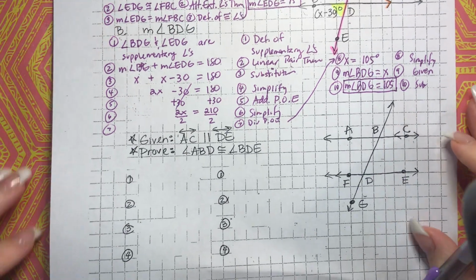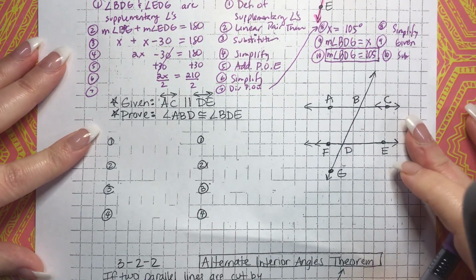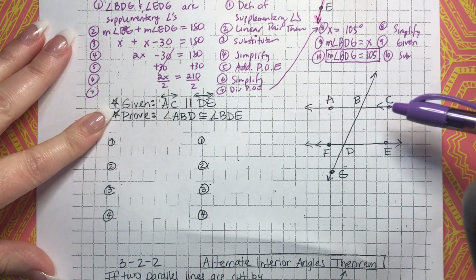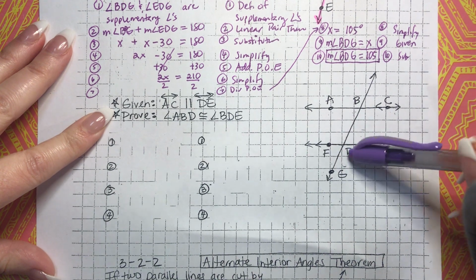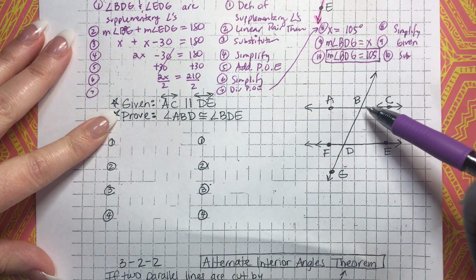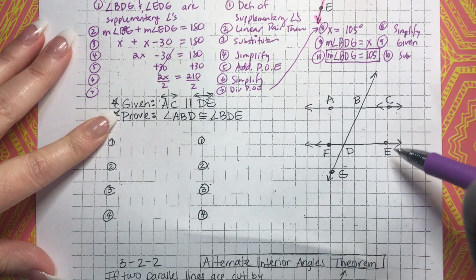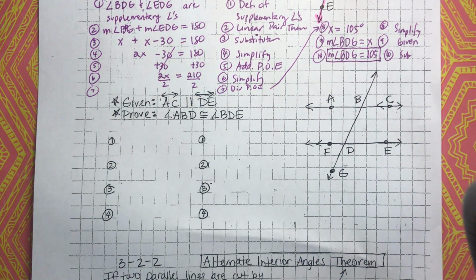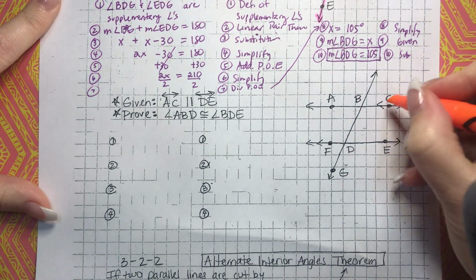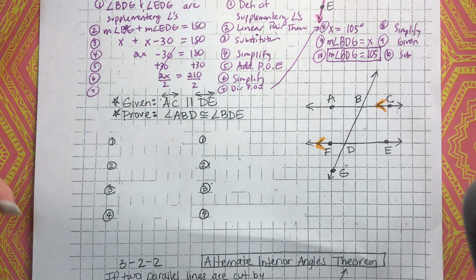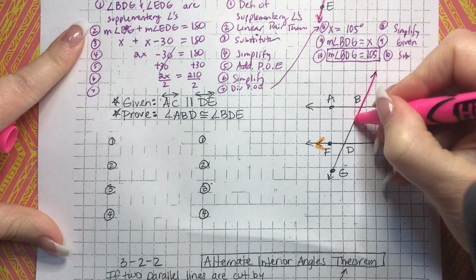All right, let's move up to this next example here. So we have a little bit of a proof. We are given that AC is parallel to DE. What we need to prove is that angle ABD is congruent to angle BDE. Okay, so first off, we have that these two lines are parallel. We have a parallel symbol here, and another parallel symbol there, okay? We have a transversal that is cutting those two parallel lines.